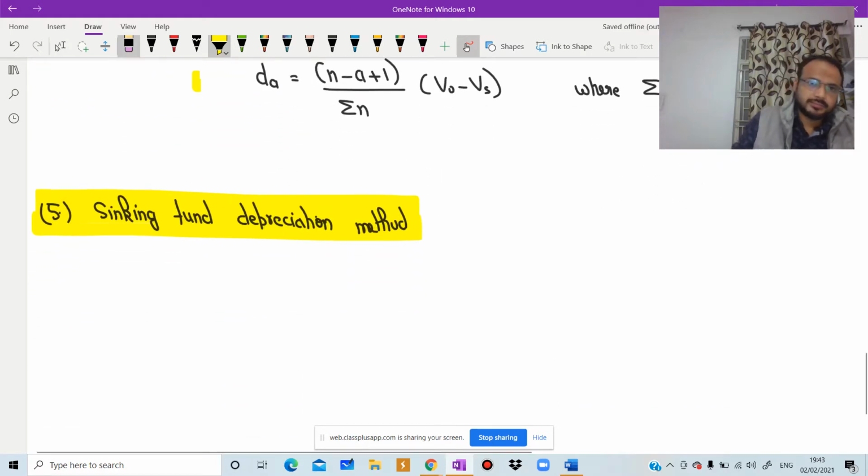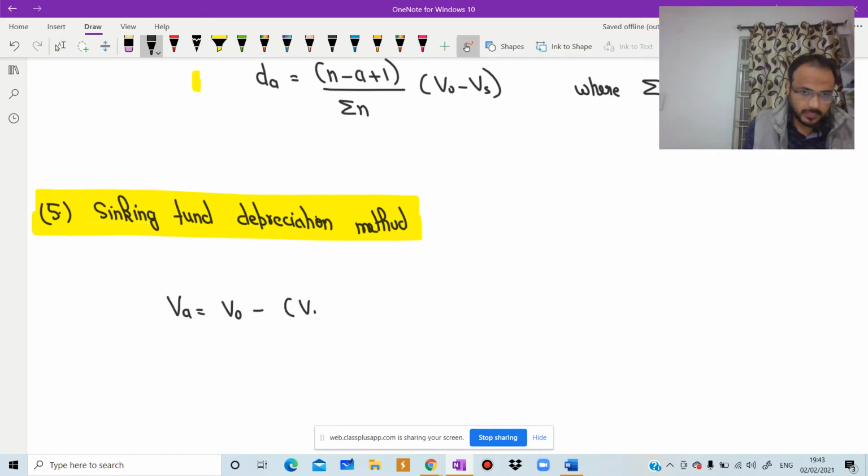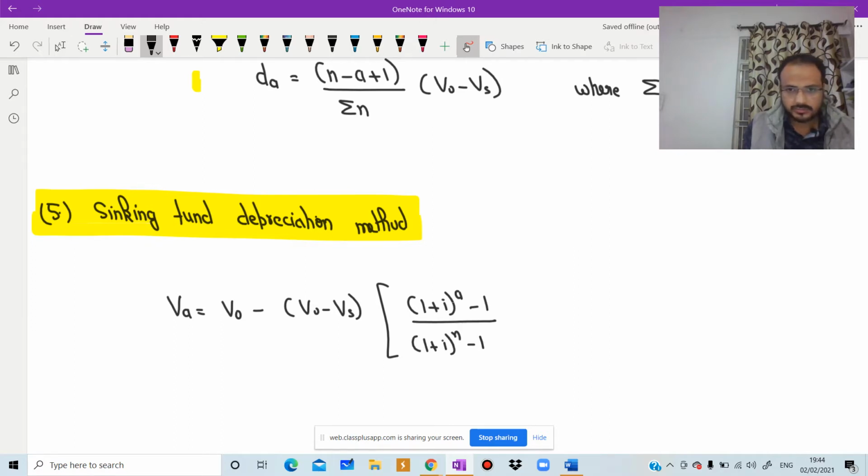Sinking fund depreciation method. We have VA is equal to (V naught minus Vs) into ((1 plus i) to the power A) divided by ((1 plus i) to the power n minus 1). There are two terms, one is depreciation and one is depletion. After depletion, you will not get any salvage value. And I have already discussed all these things, the difference between the salvage value and the scrap value.